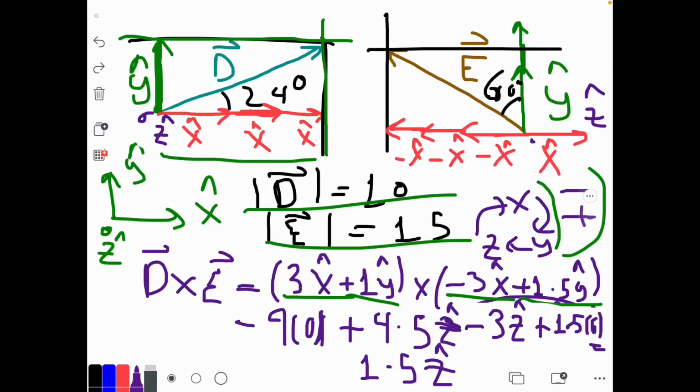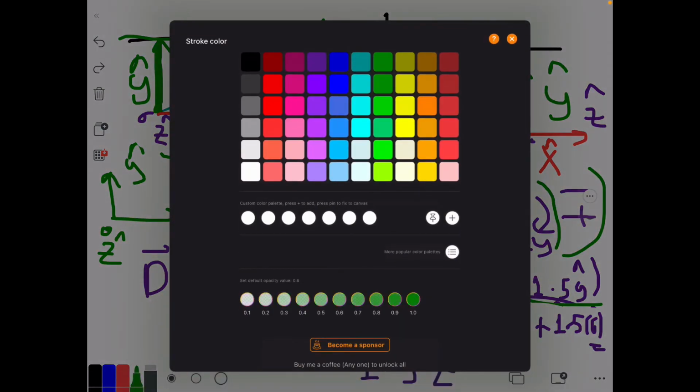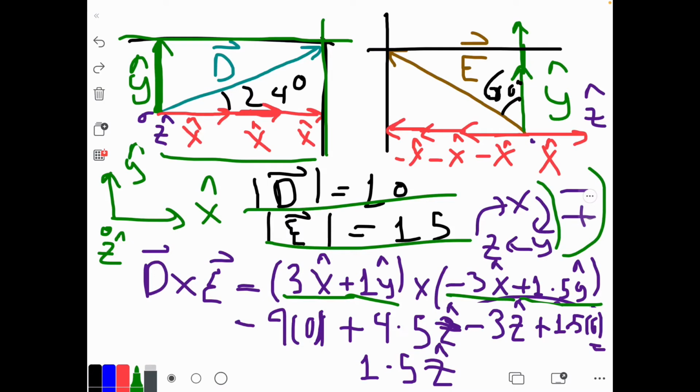So hello and welcome to a video on the cross product from magnitude and direction. I'm going to have vector D and vector E, and we're going to find the cross product for this one. For vector D, to get the cross product from magnitude, we need to find out the components.